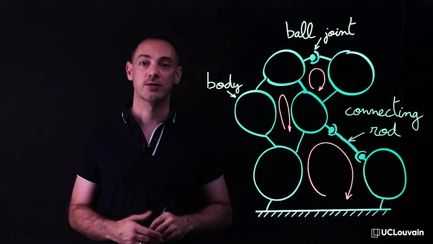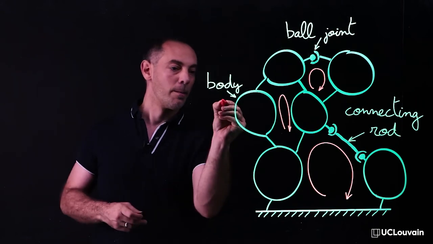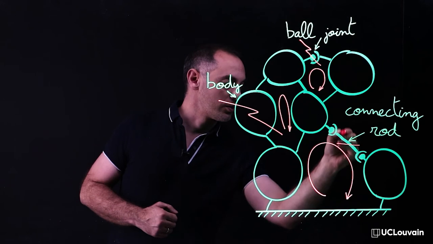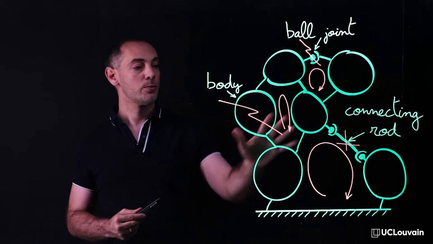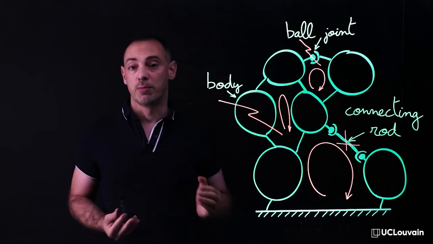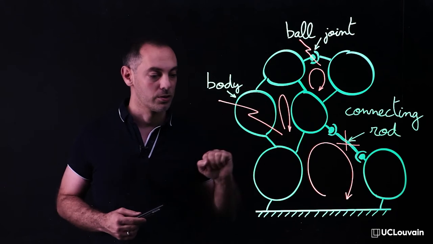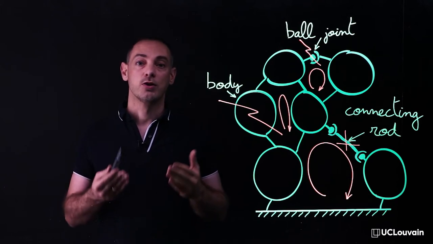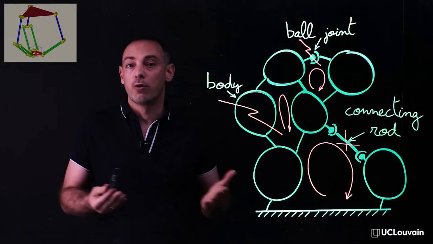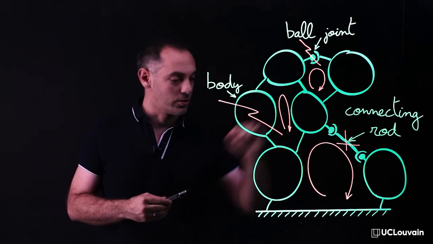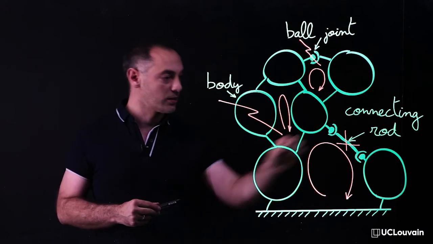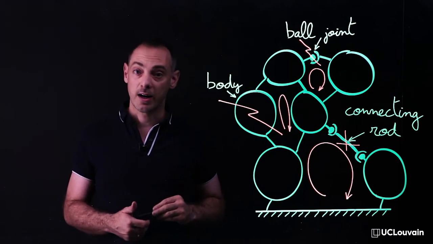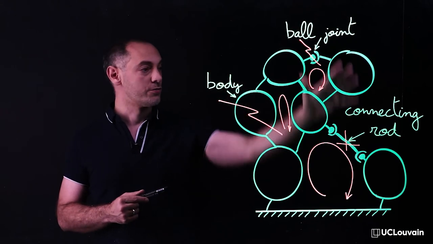Let's now present the three kinds of cuts that can be made. Body cuts, ball cuts, and rod cuts. The body cut is the most general one, as there are always bodies in a loop. The ball cut consists in cutting a ball joint that must be present in the system, such as in a vehicle suspension or a parallel robot. And the rod cut is suitable for loops containing a connecting rod, like one can find in a steering mechanism of vehicles.